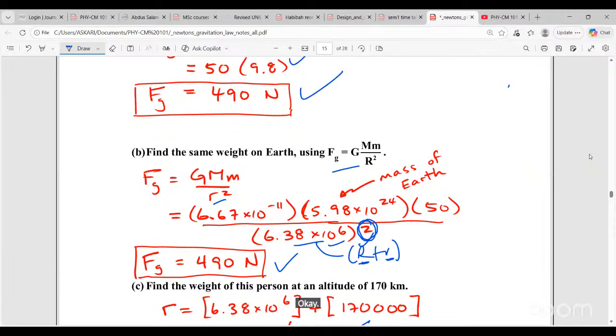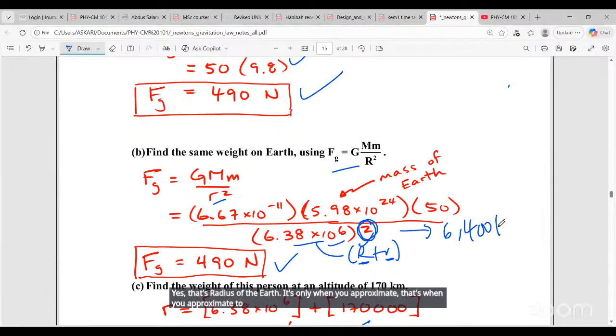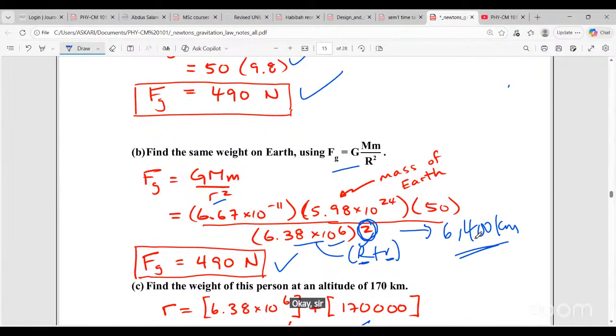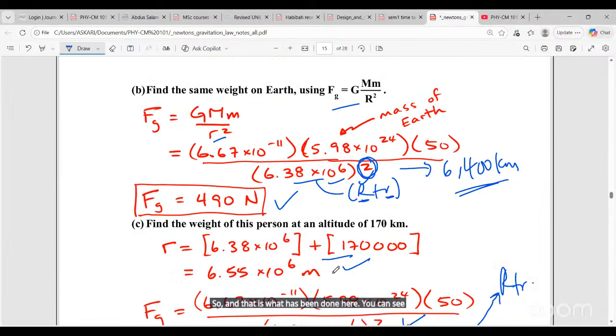Good afternoon, sir. Is 6.38 times 10 to the 6 the radius of the Earth? Yes, that's the radius of the Earth. It's only when you approximate that you get the 6,400 kilometers that we are used to. Oh, okay, sir. And that is what has been done here. You can see it has been added before inserting here.